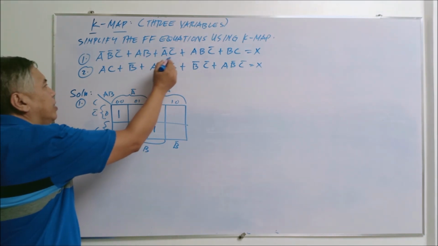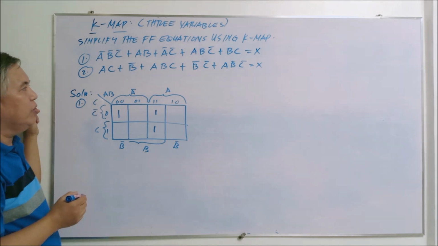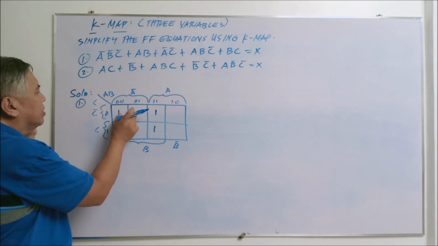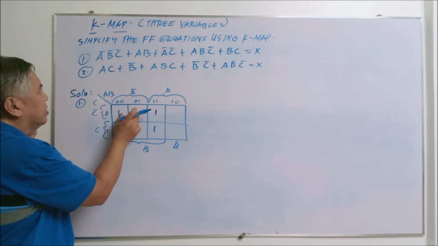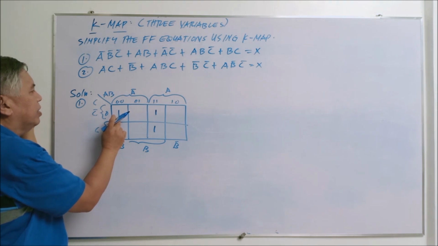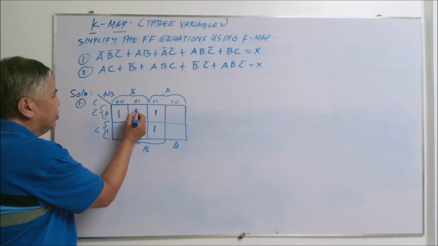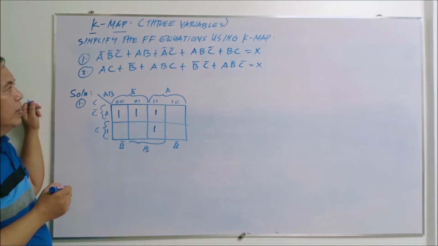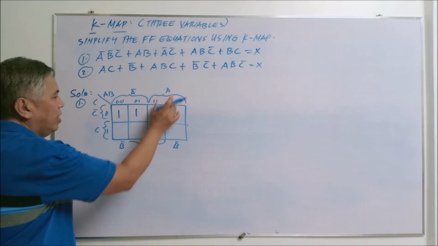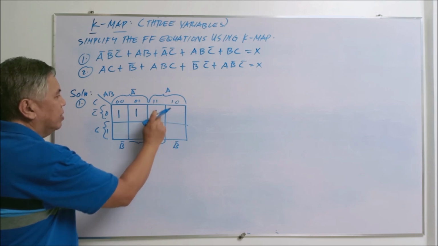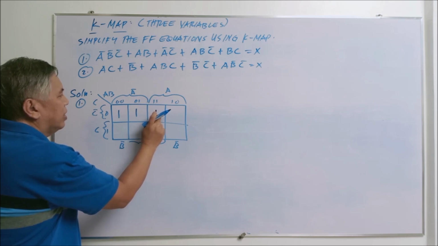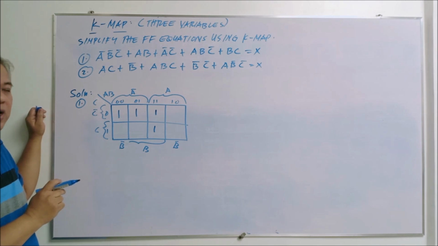And then you have A bar, C bar, a 2-variable term again, 2 adjacent cells. You have A bar, this one here, and then C bar. These 2 adjacent cells. Now, since this one here already has a value of 1, we just put a 1 on the other cell. And then you have A, B, C bar. A is these 4 cells, B is these 2 cells, then C bar is this one. Since there is already a 1, we no longer put a 1 there.